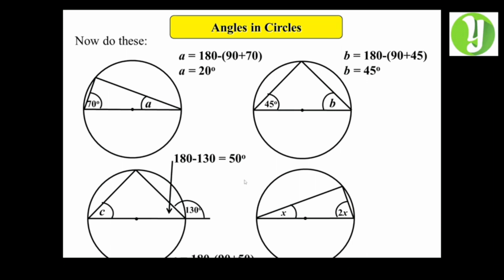The next one, X is given, 2X is given, and the angle in a semicircle always makes 90 degrees on the circumference. So X plus 2X equals 3X, and we subtract 90 from 180, it's 90, divided by 3, it makes 30. So X is equal to 30. That's our first property: the angle in a semicircle always makes 90 degrees on the circumference.